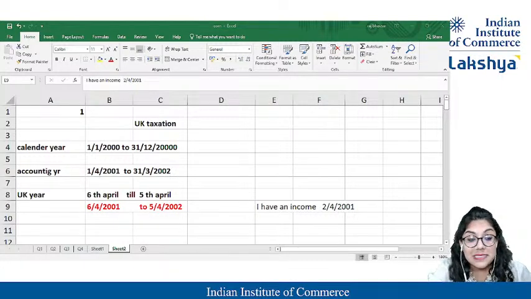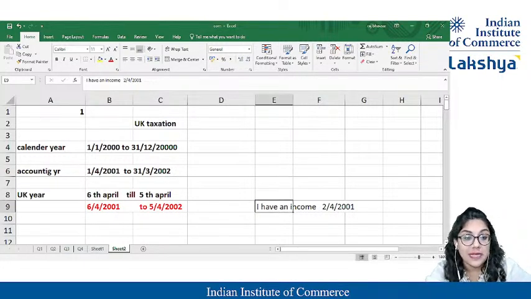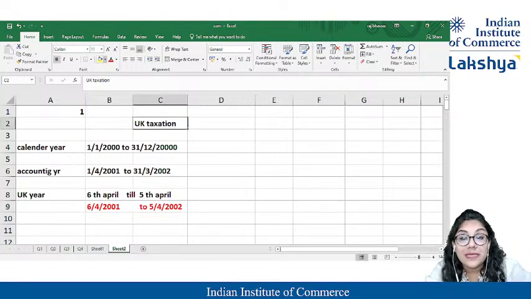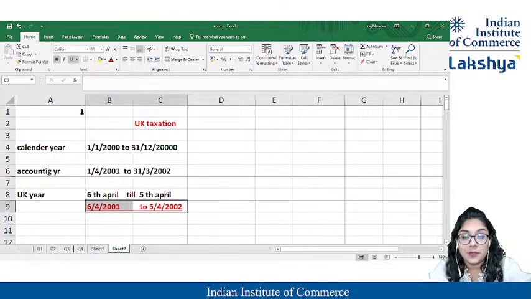So this is the first important thing which we should know, guys: that my accounting period for UK taxation is going to be from 6th April of the year till 5th April of the next year.